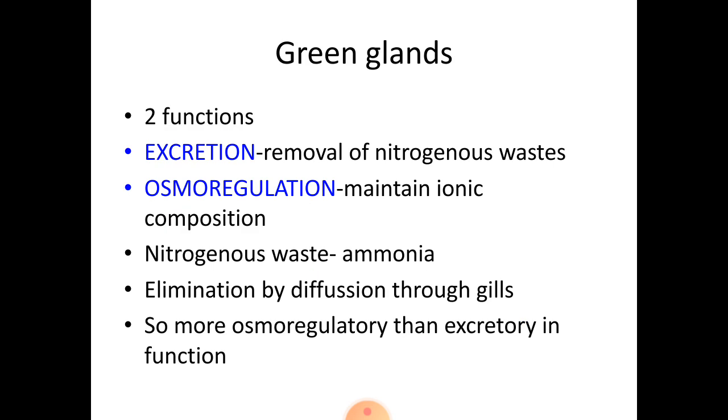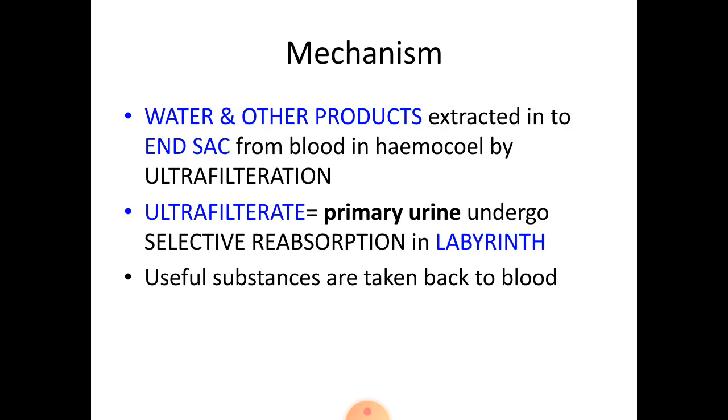The green glands perform two functions: excretion, which is the removal of nitrogenous waste, and osmoregulation, which maintains ionic composition, that is, maintaining salt and water balance. Here the nitrogenous waste is ammonia and the elimination is mainly by diffusion through gills. So it is more osmoregulatory than excretory in function.